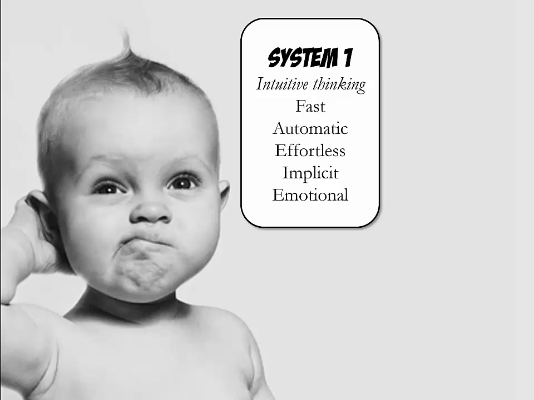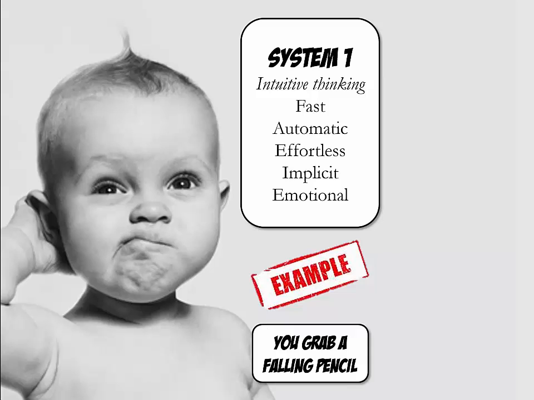System 1 is intuitive. It is your first system of thinking to be activated. It is fast, automatic, effortless, implicit, and emotional. Can you think of examples of this kind of thinking? Please pause the video lecture to think about this. An example of System 1 thinking would be a situation in which a pencil is rolling off your desk, and you automatically and effortlessly try to grab it.